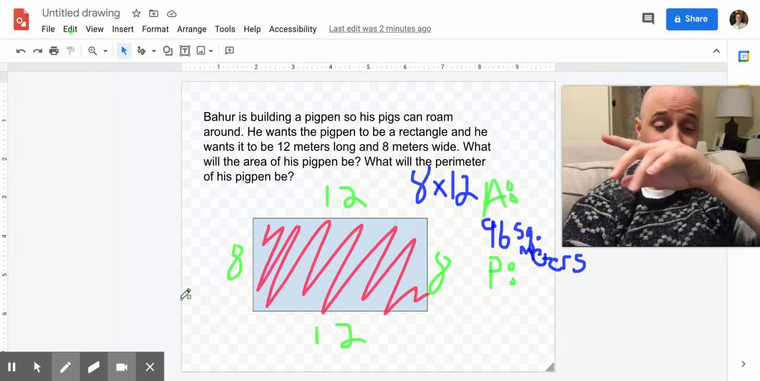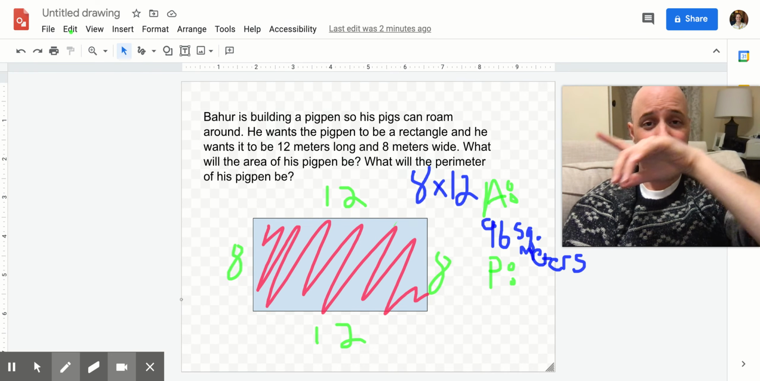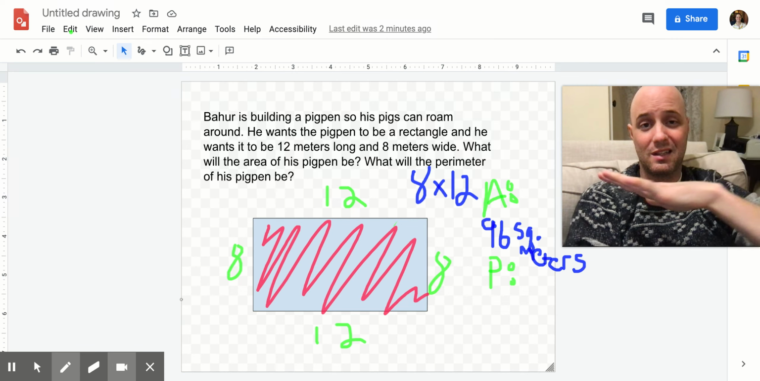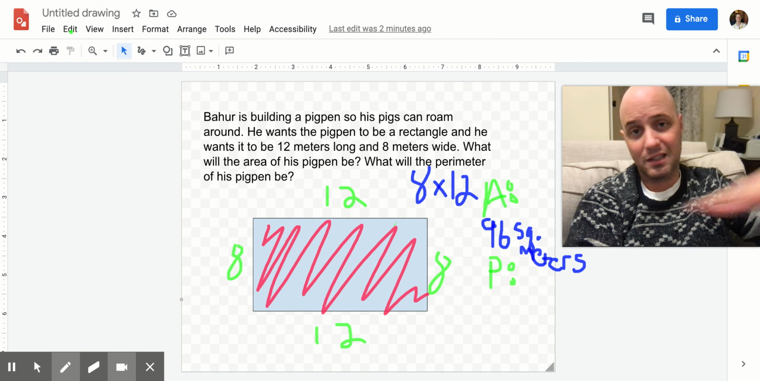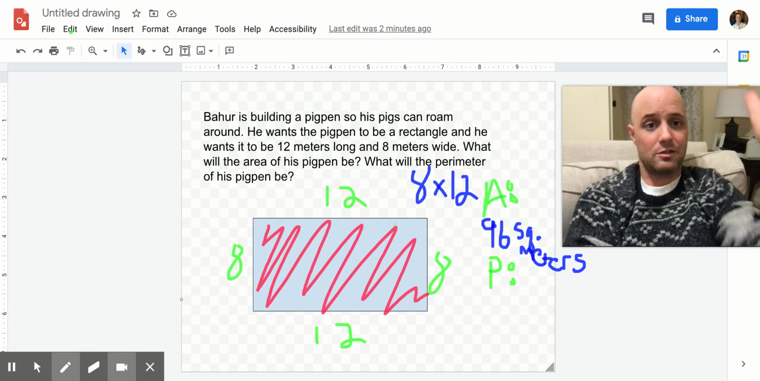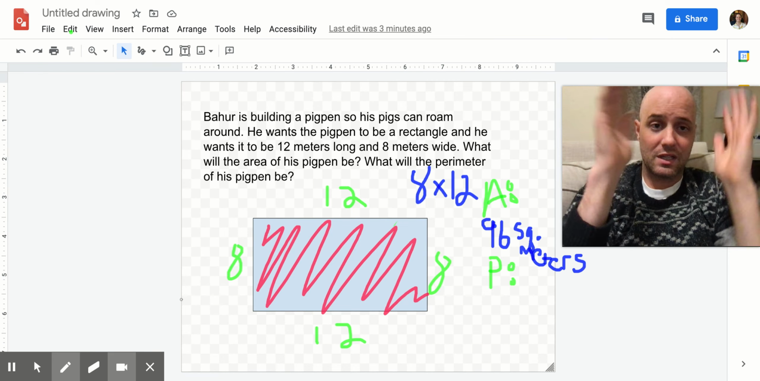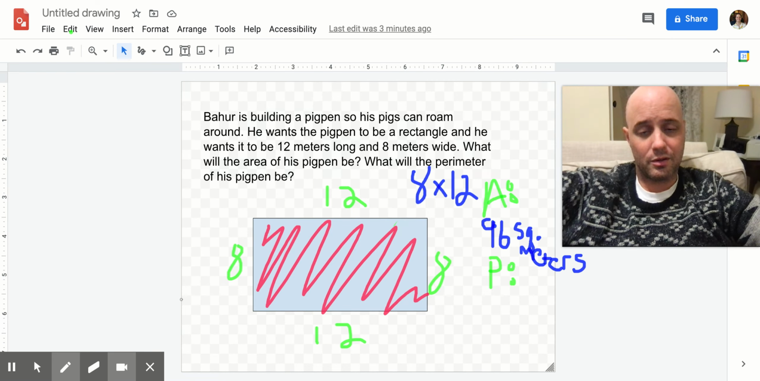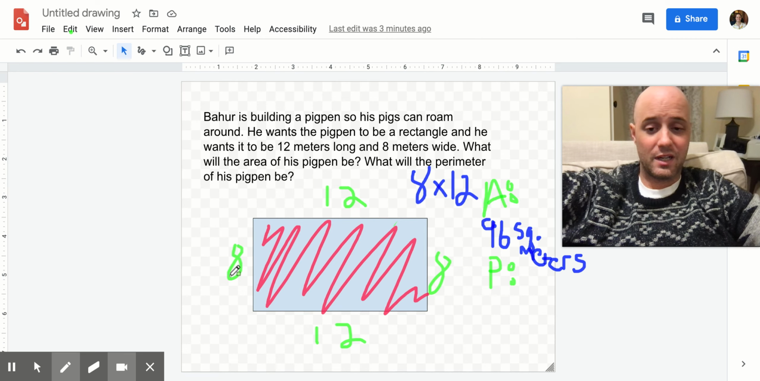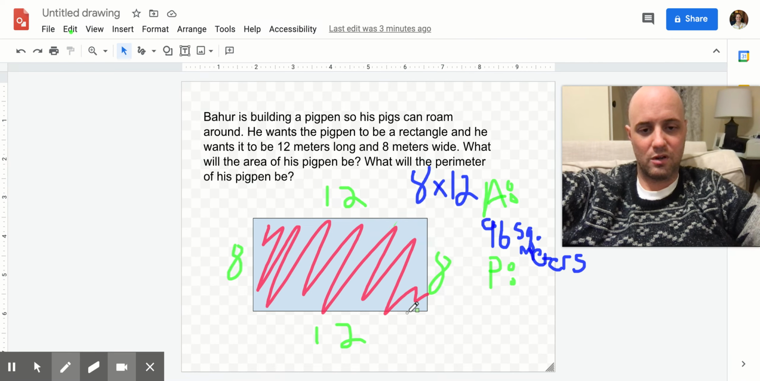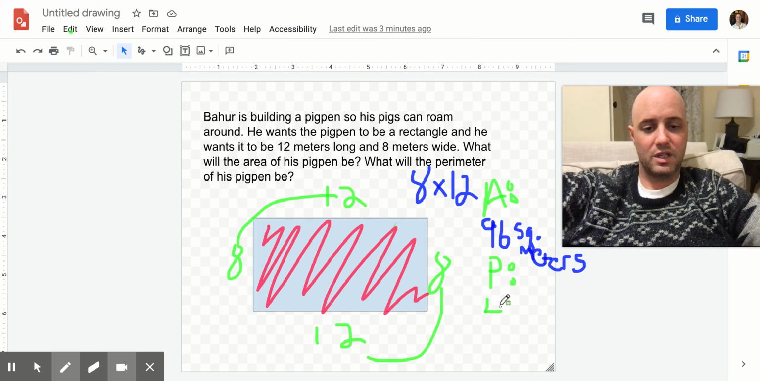So the perimeter would be the distance around the outside of the pig pen. Like if he wants to build a fence, he doesn't need to know how much mud is going to be on the ground. He just needs to know the outside. That's the perimeter. And the perimeter is much easier to find. You just have to add up all the sides. So 12 plus 8 plus 12 plus 8. In this case, it happens to work out that 12 and 8 are 20. So the perimeter would be 40.